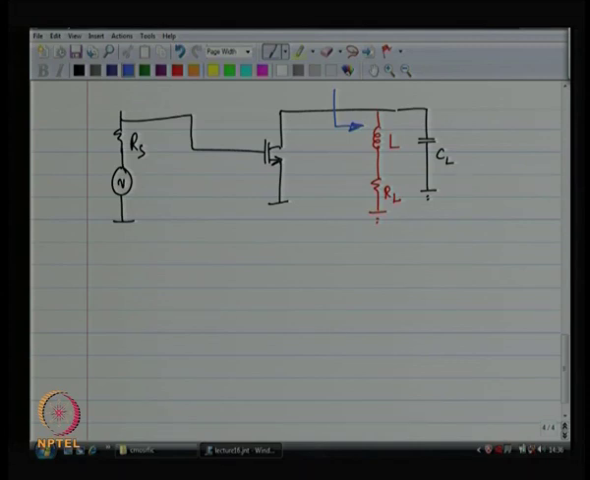Okay. Earlier the load network was RL in shunt with CL, and ZL earlier was basically RL in shunt with 1 by j omega CL, right. In other words, this is equal to RL by 1 plus j omega RL CL. Okay. So, this was my load earlier. What is it now?